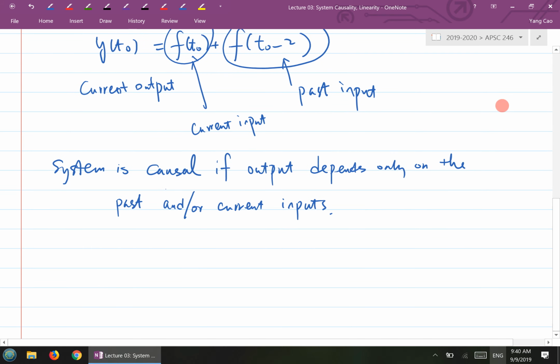So, for example, let's see another example we did in the previous lecture. Let's see if y of t equal to f of t plus f of t plus 2.